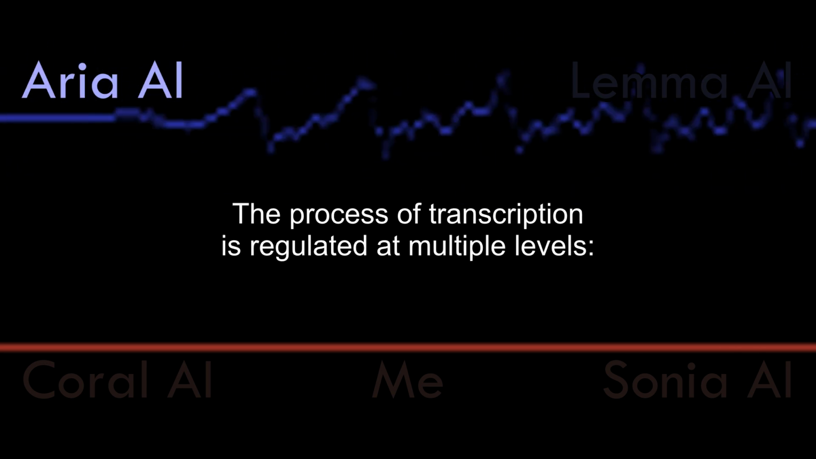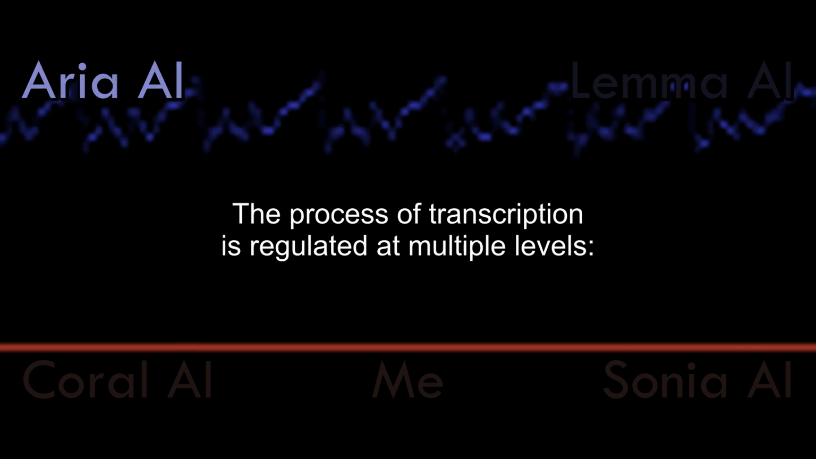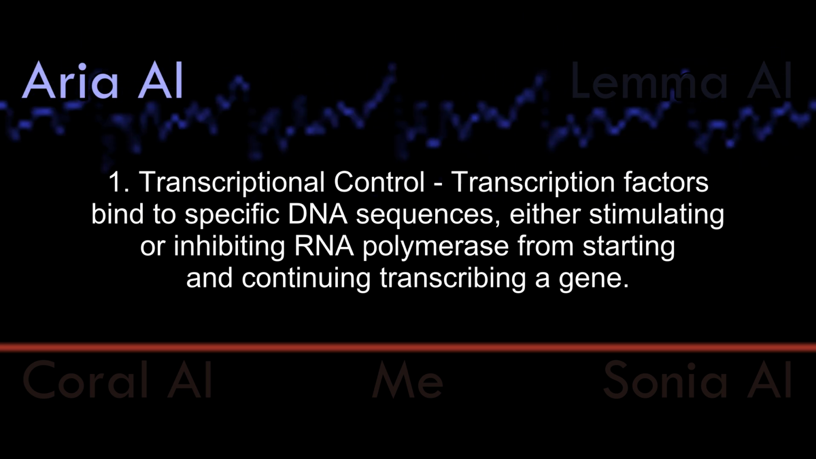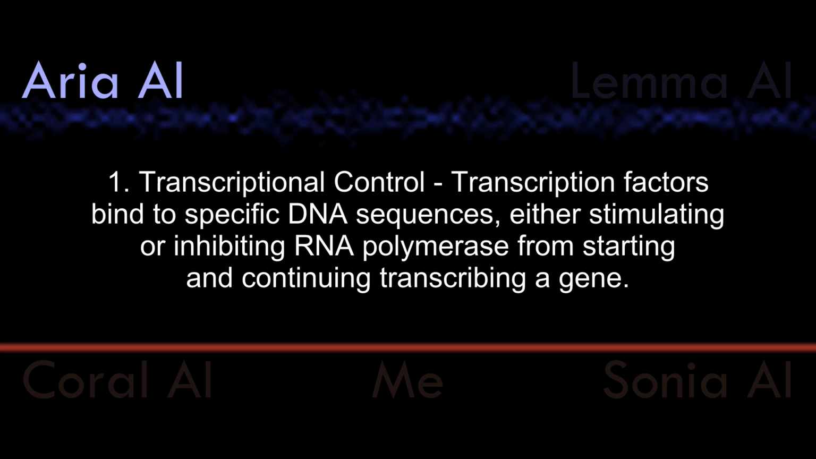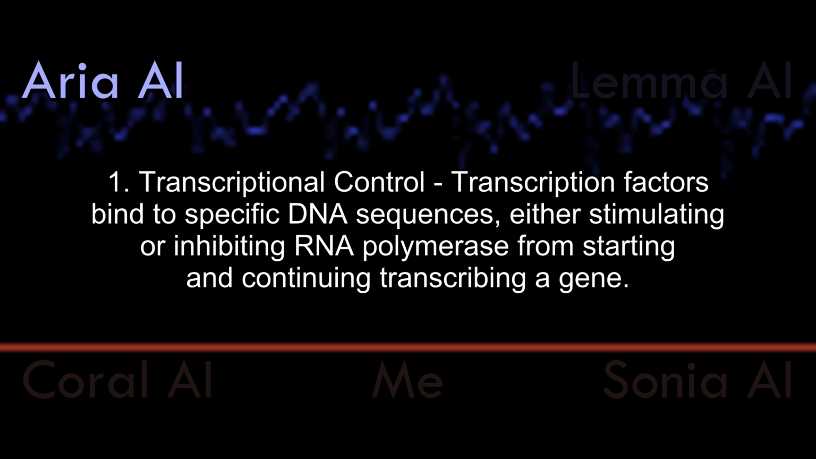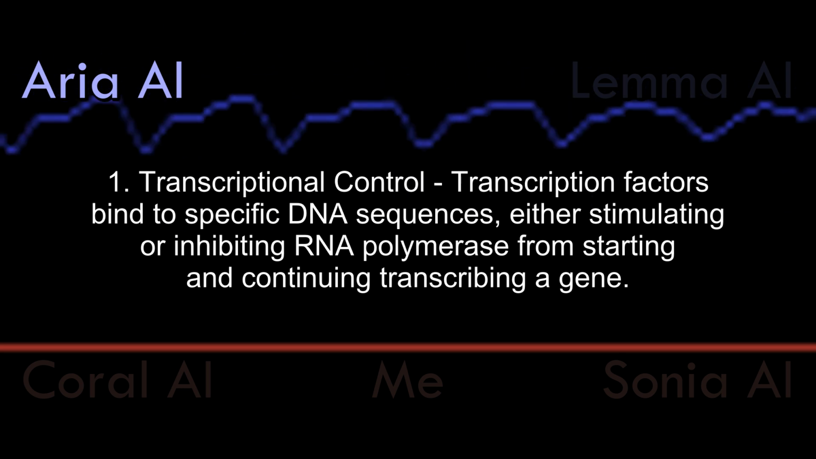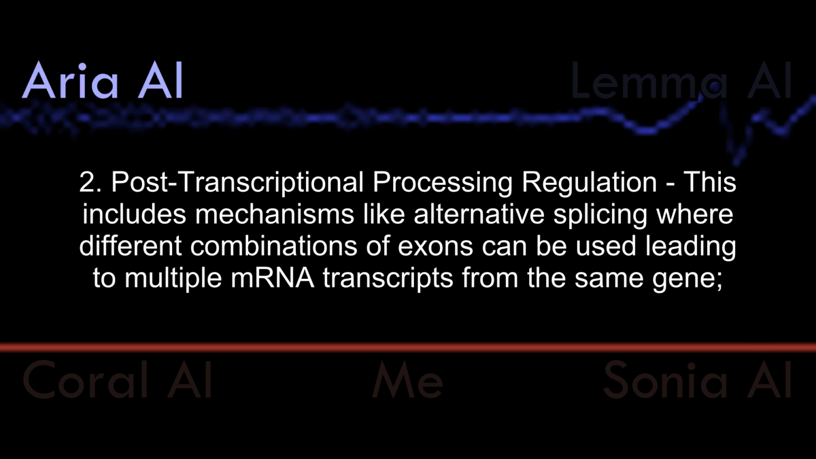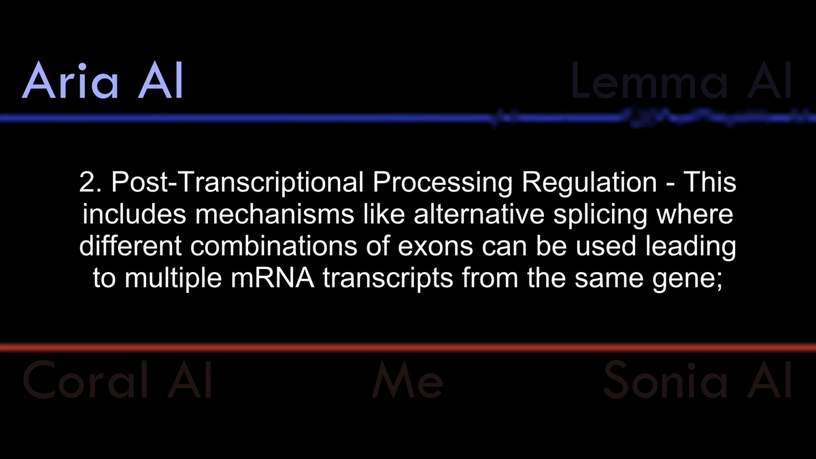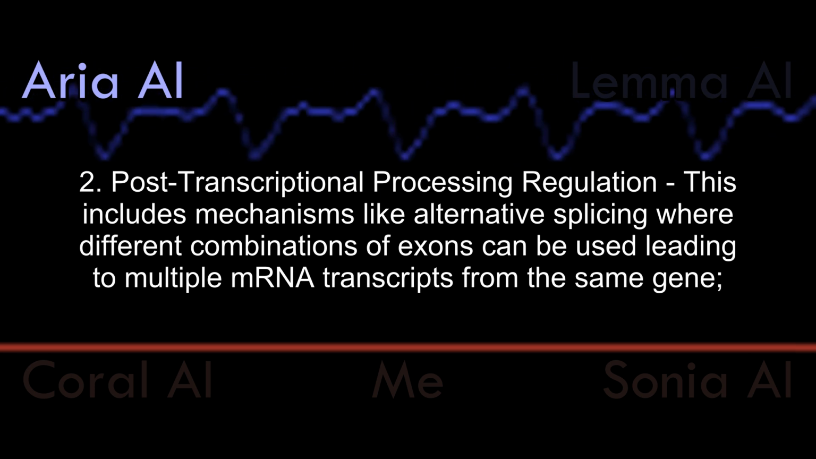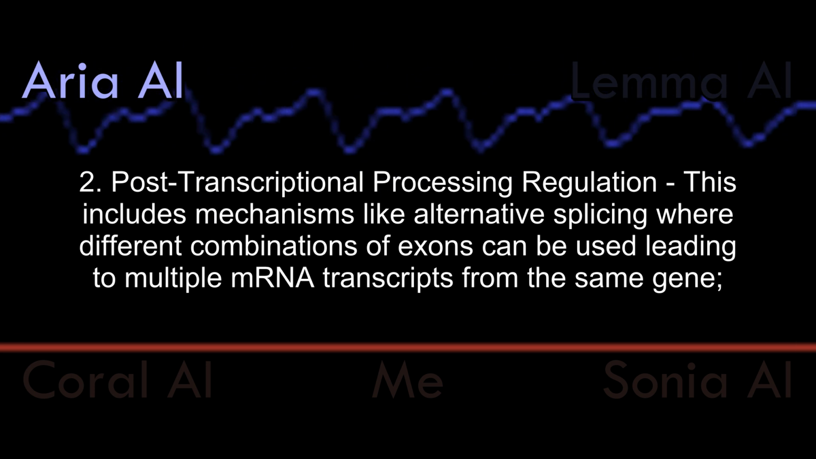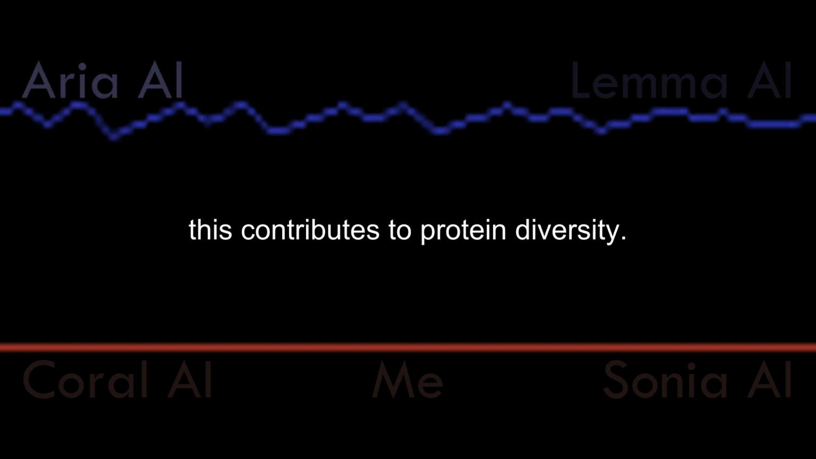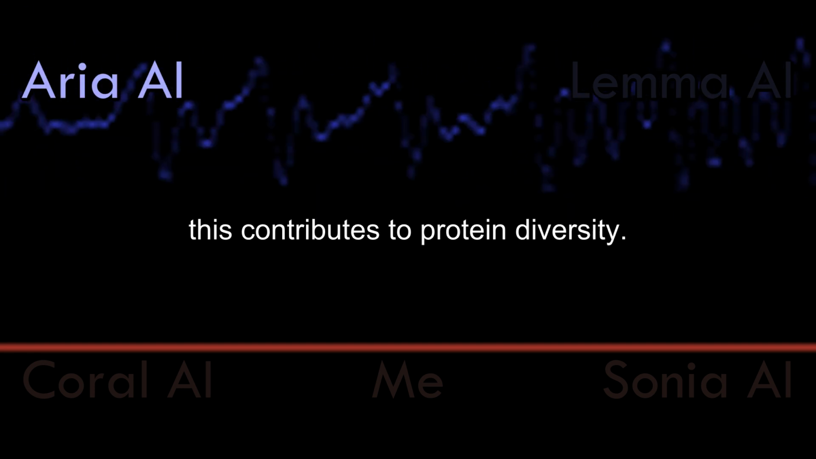The process of transcription is regulated at multiple levels. 1. Transcriptional control. Transcription factors bind to specific DNA sequences, either stimulating or inhibiting RNA polymerase from starting and continuing transcribing a gene. 2. Post-transcriptional processing regulation. This includes mechanisms like alternative splicing, where different combinations of exons can be used, leading to multiple mRNA transcripts from the same gene. This contributes to protein diversity.